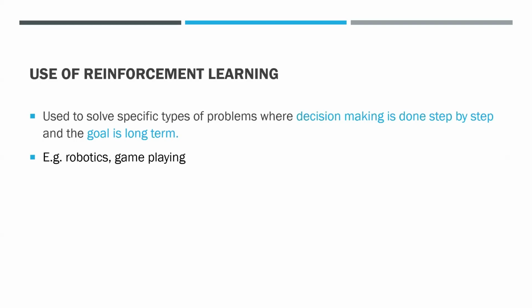Use of reinforcement learning. Reinforcement learning is used to solve specific types of problems where decision making is done step by step and the goal is long term. So both these terms are essential: decision making is done step by step and the goal is long term. Examples are robotics and game playing.